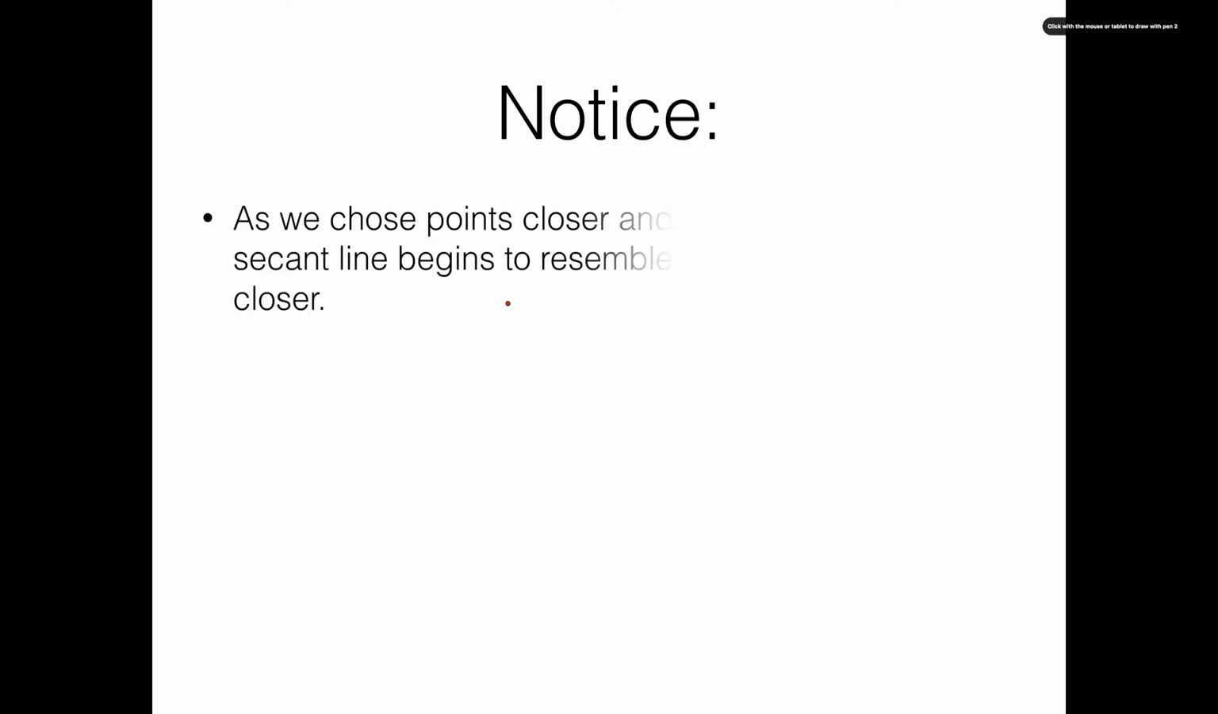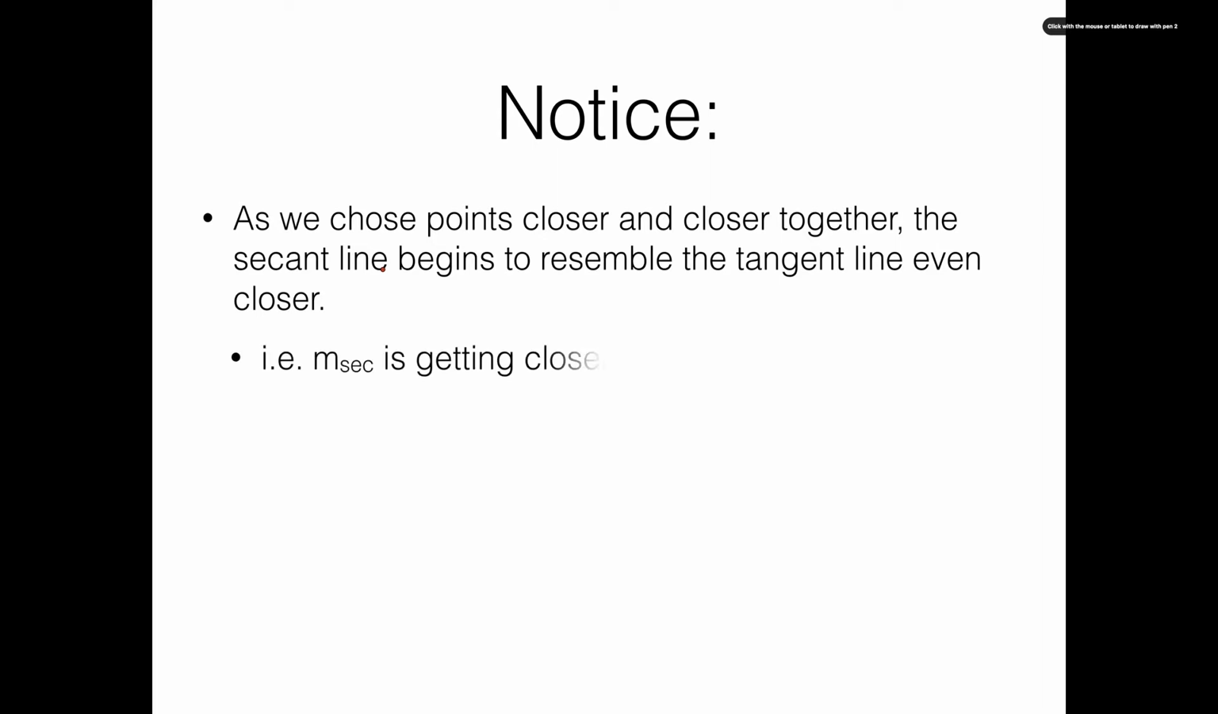So let's make some notes. Notice here, as the points get closer and closer together, the secant line begins to resemble the tangent line even closer. That's the inference we made, right? As we made the points closer and closer, the secant line started to look a lot like the tangent line. Or, in other words, the slope of the secant line, denoted by m sub sec, is getting closer to the slope of the tangent line. They're getting closer and closer to each other.